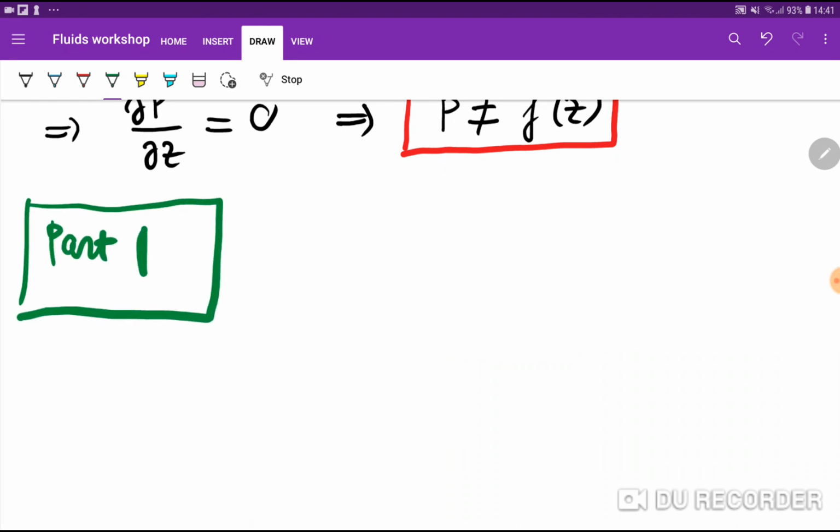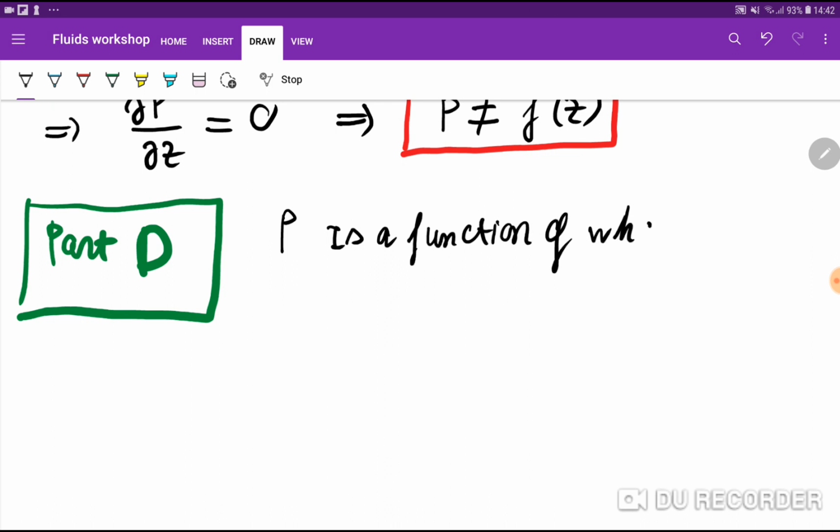Part D. Okay, so what does part D ask? Part D asks you to perform the momentum balance for the streamwise direction, the last one. But before that, they ask you something about pressure. They ask what pressure is a function of. So, pressure is a function of what?